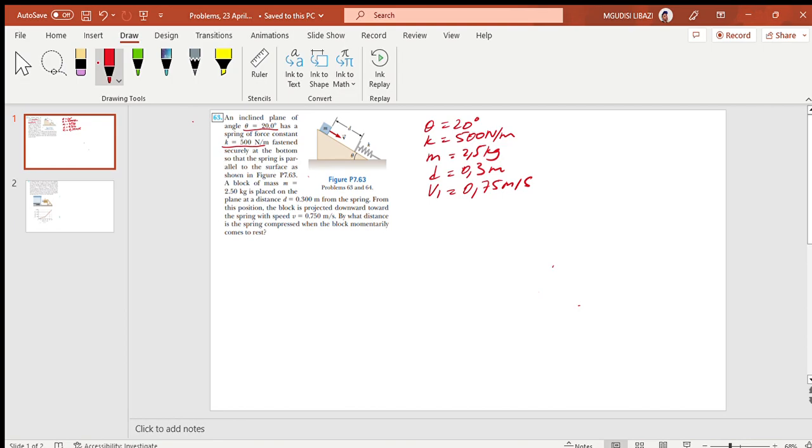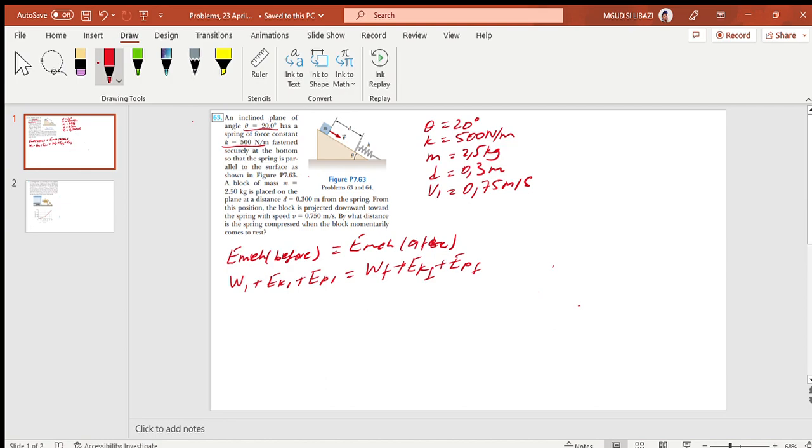So now we can use the energy equation. We know that the mechanical energy before will be equal to the mechanical energy after. So we have work initial plus EK initial plus EP initial, equal to work final plus EK final plus EP final. So that's work plus kinetic energy plus potential energy.